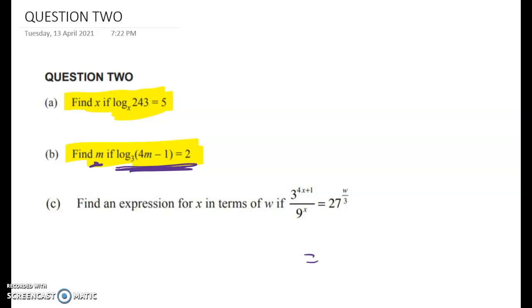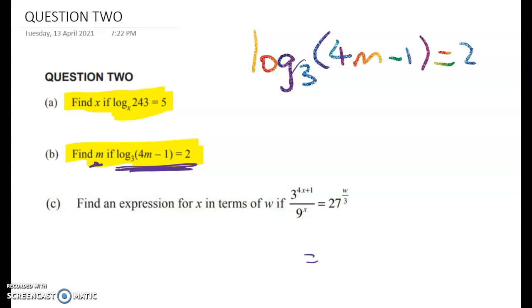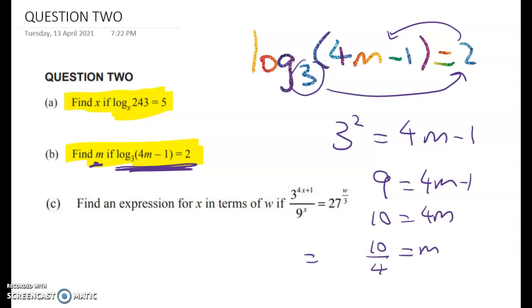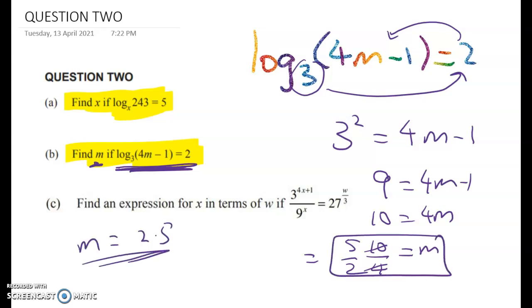Let's write it out to start with: log to base 3 of 4m minus 1 is equal to 2. Okay, 3 to the power of 2 equals this. 3 squared is equal to 4m minus 1. 9 is equal to 4m minus 1. 10 is equal to 4m. Dividing both sides through by 4 gives me 10 over 4 equals m. But I've got to simplify that, so m is equal to 5 over 2. Or you could say m is equal to 2.5. Right, give yourself a U code for that one as well.